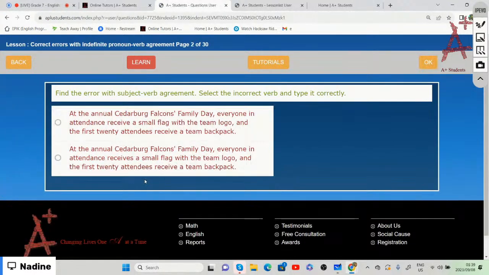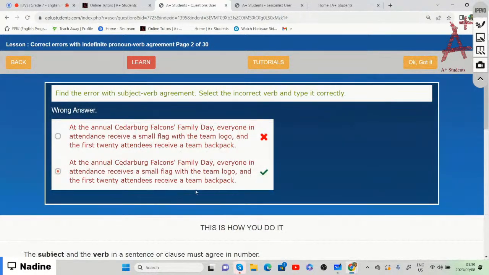Then at the annual Cedarburg Falcons Family Day, everyone in attendance receive a small flag with the team logo, and the first 20 attendees receive a team backpack. Or is it, everyone in attendance receives a small flag with the team logo, and the first 20 attendees receive a team backpack. So everyone receive. In this case, when we say everyone, then we need to say receives.